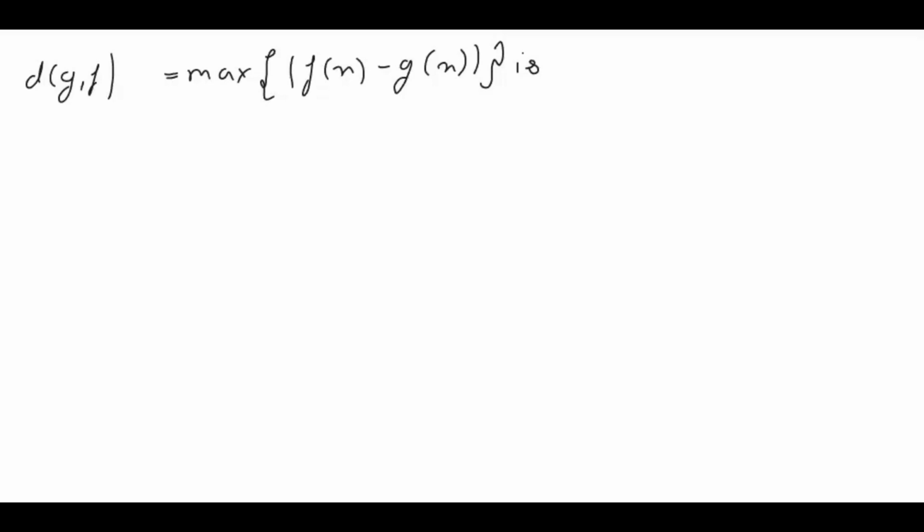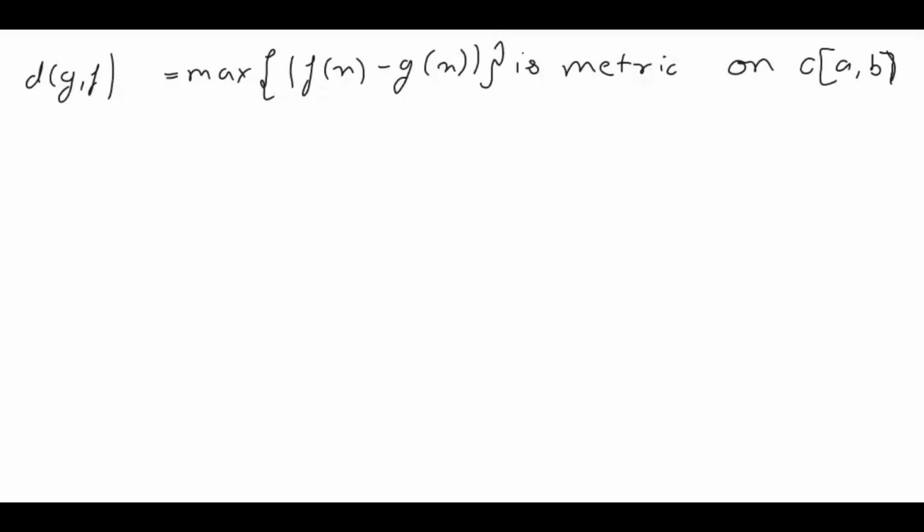In this question we have to show that d(g, f) is equal to the maximum of |f(x) - g(x)| is a metric on C[a, b].